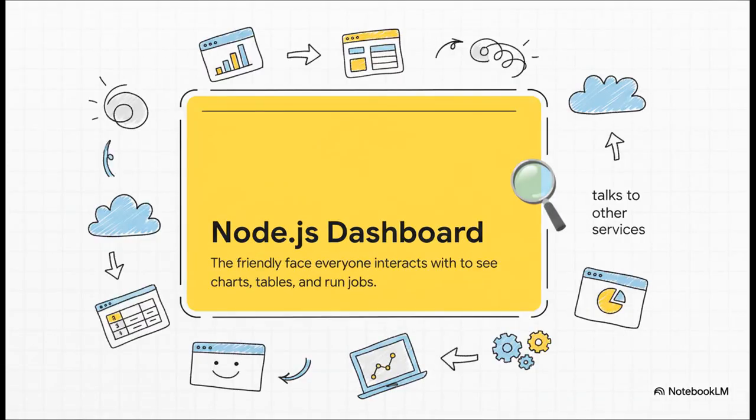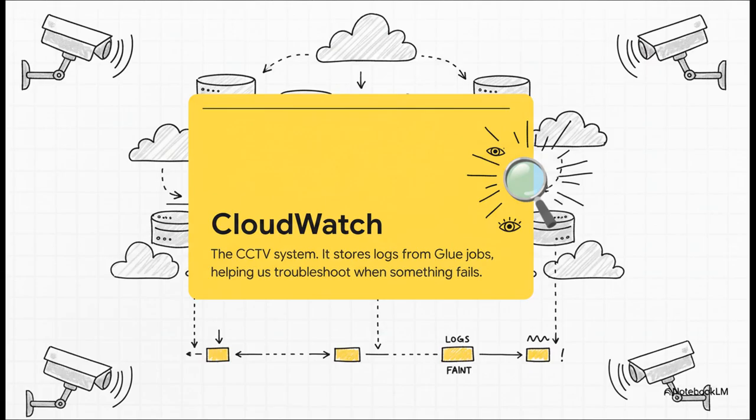And here it is, the star of the show, the Node.js dashboard. This is the simple web application that everyone actually uses. It's that friendly face that talks to all the other services in the background and presents everything in a clean, easy-to-understand way. And finally, we have CloudWatch. This is pretty much our CCTV system. It monitors everything and stores all the logs from our Glue jobs. So if something ever goes wrong, this is the first place we look to find out why.